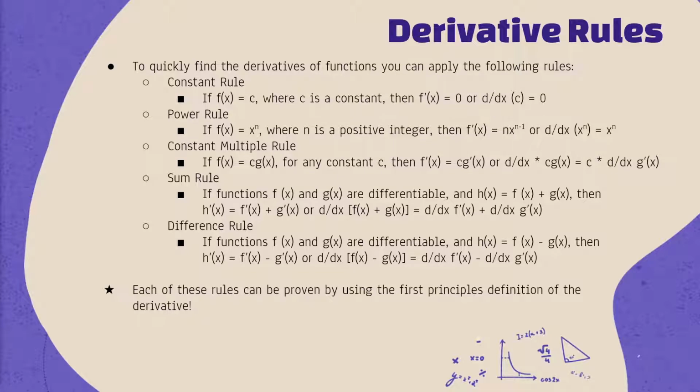The next rule that we need to know is the constant multiple rule. This one is pretty simple. It just says that if you have a function which is a constant times a function, then the derivative of this would be equal to the constant times the derivative of the function. So if we had 2x squared, then we would have 2 times the derivative of x squared, which is 2x, and so we have 2 times 2x, which is 4x.